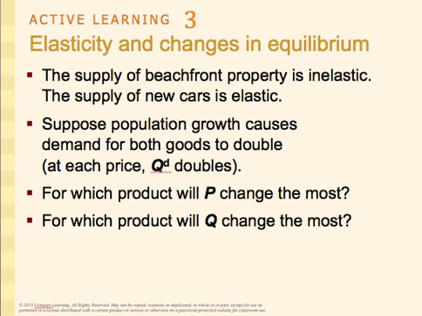So let's work through some examples here. Elasticity and the changes in equilibrium. The supply of beachfront property is inelastic. The supply of new cars is elastic. Suppose population growth causes demand for both goods to double at each price. Quantity demanded doubles. For which product will price change the most? For which product will quantity change the most? This is one of the problems and applications at the end of the chapter we're going to work through right now.